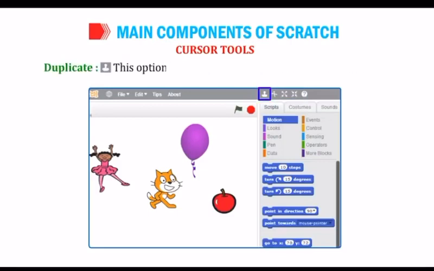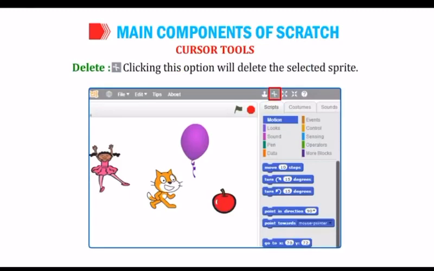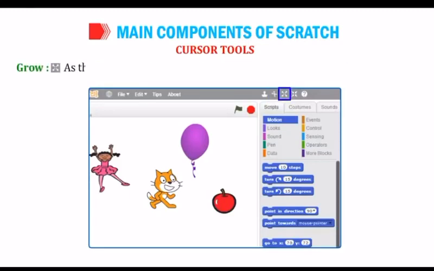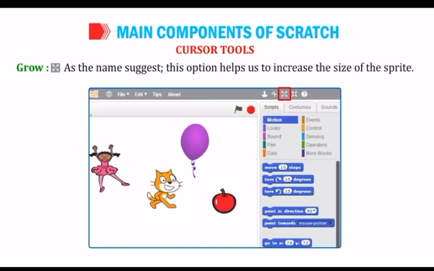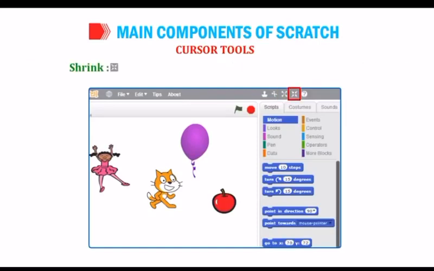Duplicate. This option creates a duplicate copy of the selected sprite. Delete. Clicking this option will delete the selected sprite. Grow. As the name suggests, this option helps us to increase the size of the sprite. Shrink. This option helps to decrease the size of the sprite.